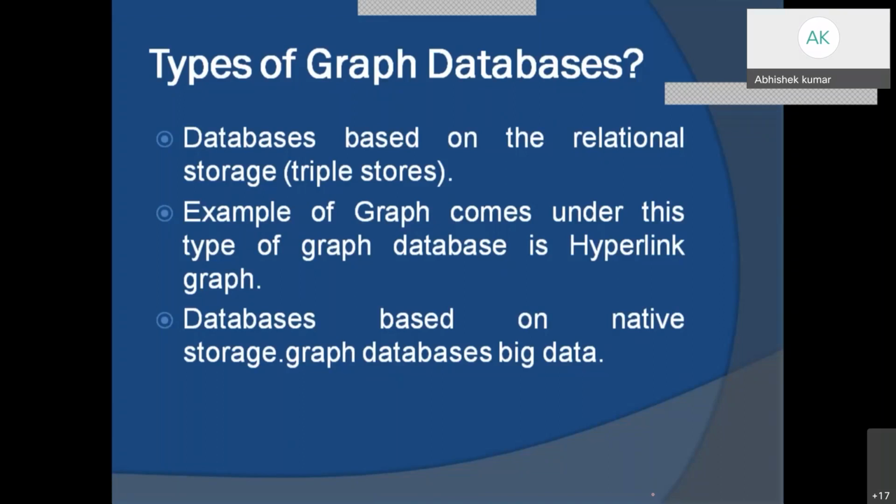So examples of graphs come under the category of this hyperlink graph. So databases based on the native storage, graph databases, big data, something like that. Fine. So let me explain it to you in a much better way. What we are going to do now.